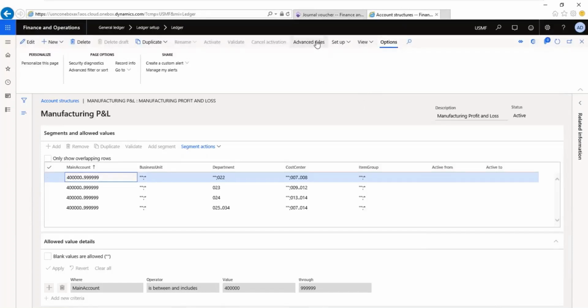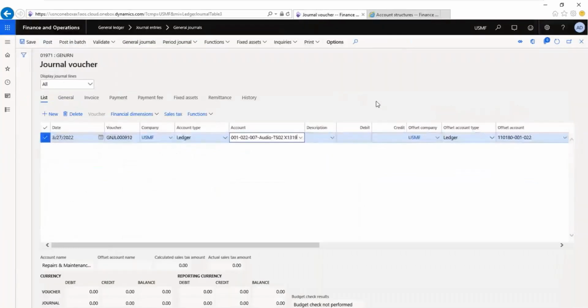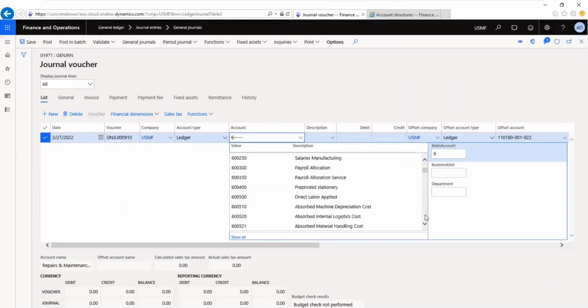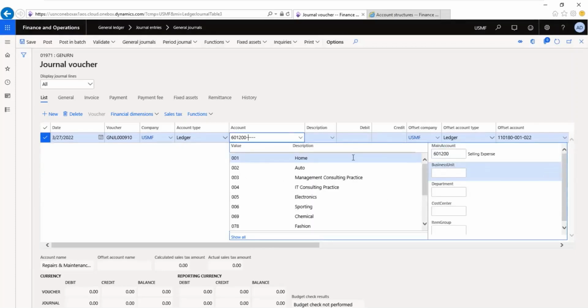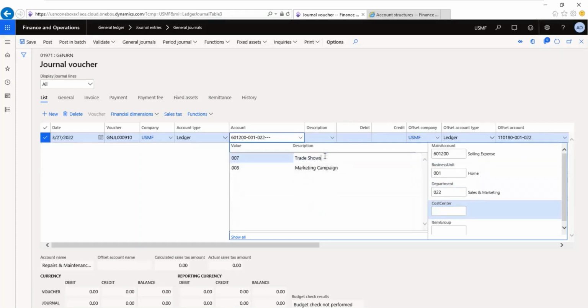For this one there is an advanced rule. In this advanced rule, I have mapped vehicle. For this vehicle, we have mapped one vehicle as a dimension. This I will discuss with you later, not now. It will take some time. So I'm removing that one and mapping some other account. For 6 series selling expenditure, it is business unit, department, cost center, and item group only. After that, it is nothing.